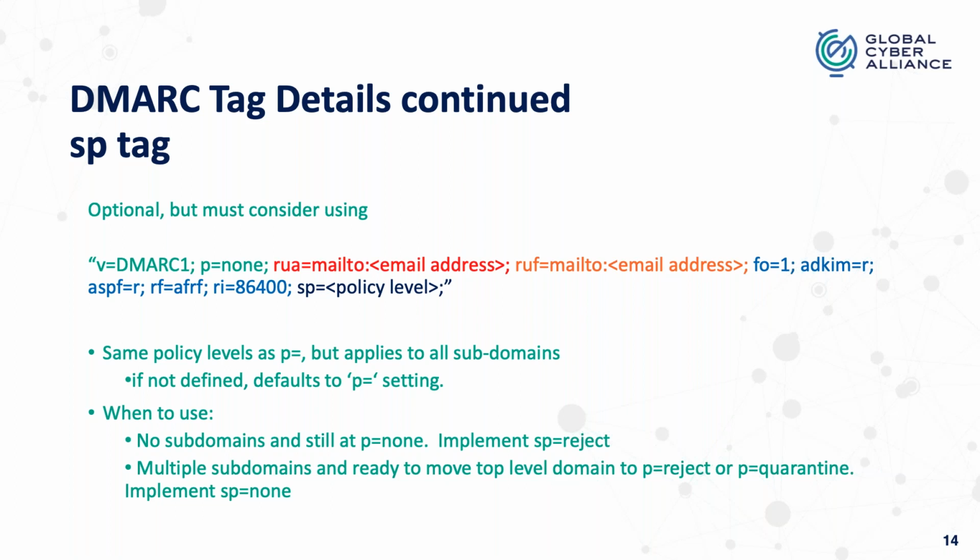The flip side of that is if you do have multiple subdomains and those subdomains are actually used for email, right? Because if you move to P equals reject or P equals quarantine at the top level, what's the problem that you run into? Your sub-level domains are also going to be at reject or quarantine. If those are used to send mail and they're not set up correctly, all their messages are going to be rejected or quarantined, right? So what you want to do is add in the SP tag equals none, and then each of those subdomains needs to go through, review their information, and set up their own SPF, their own DKIM records, and their own DMARC policy.